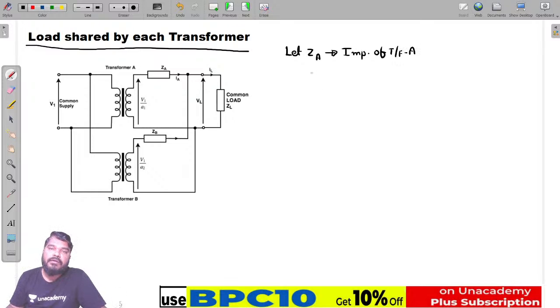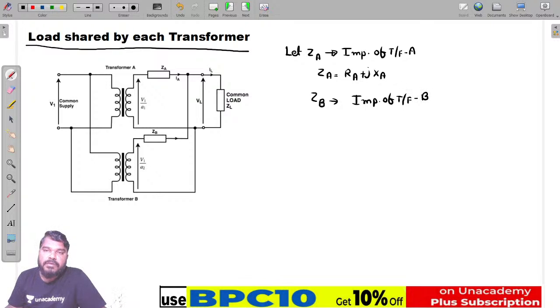ZA is equal to RA plus jXA. Similarly, ZB is the impedance of transformer B. How do we get the ZB value here? ZB is equal to RB plus jXB. These are the resistance and total equivalent impedance of transformer A, and the equivalent impedance of transformer B.